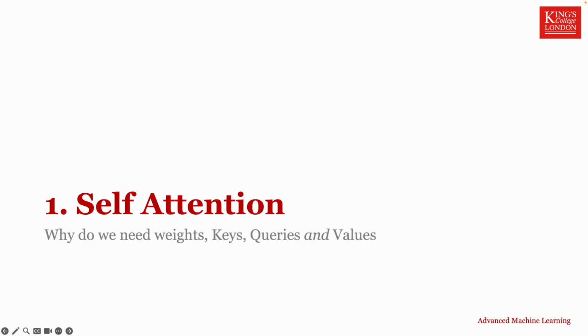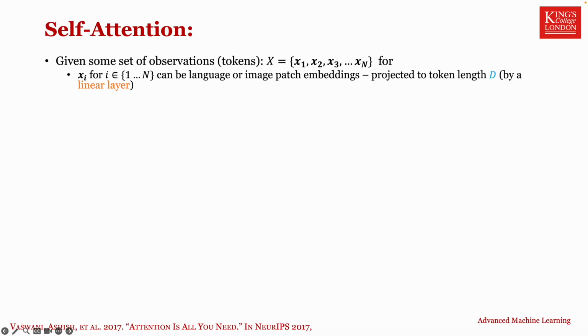Okay, so let's start with breaking down the self-attention operation to understand how it works and what all the components do. So we start with a set of tokens. These may come from word embeddings, or they could be image patches. So x1, x2, x3, these are vectors, and they are our tokens. They can represent anything.